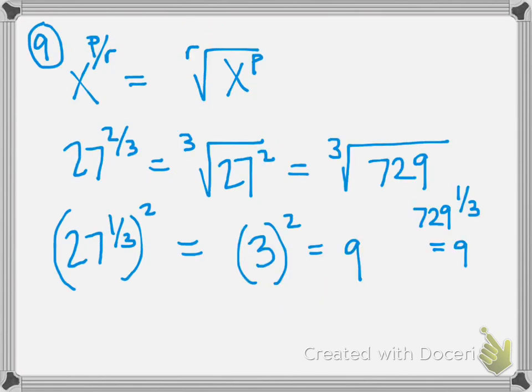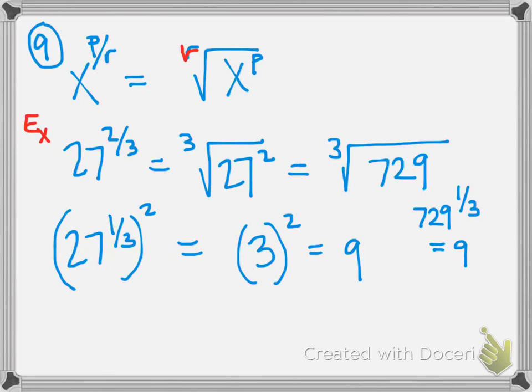Okay, this is just like rule 8, but with numbers. So, here's my example. Again, the top thing goes inside the radical, and the r is the index in this case. So 27 to the 2/3. You can solve it either way.